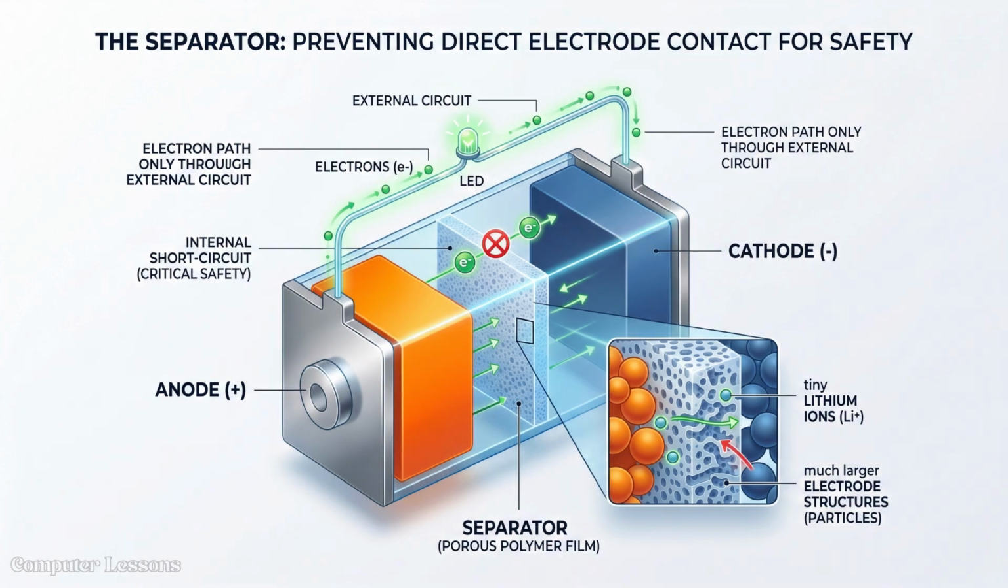To ensure electrons only travel through the external circuit, we insert a thin, porous polymer film called the separator. This membrane allows tiny lithium ions to pass through its microscopic pores while physically blocking the much larger electrode structures. The separator is a critical safety component that prevents the two electrodes from touching directly.